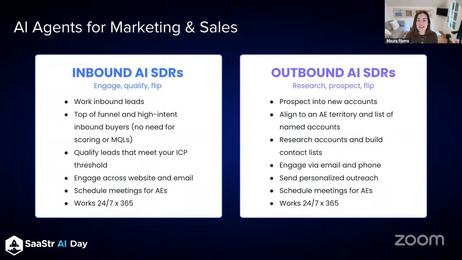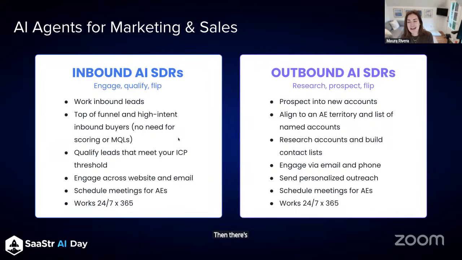Something really important as we talk about AI SDRs is that there are two different types. We have inbound AI SDRs. These essentially work for marketing. They engage with buyers at the top of the funnel who are starting to show interest, and buyers at the bottom of the funnel who are showing high intent, and you can deploy an AI SDR agent to do everything they can to engage those buyers and book meetings with them.